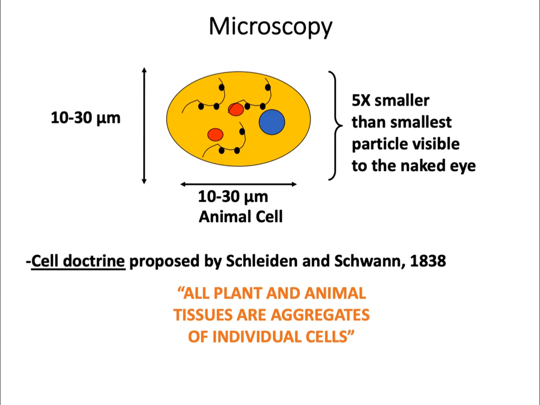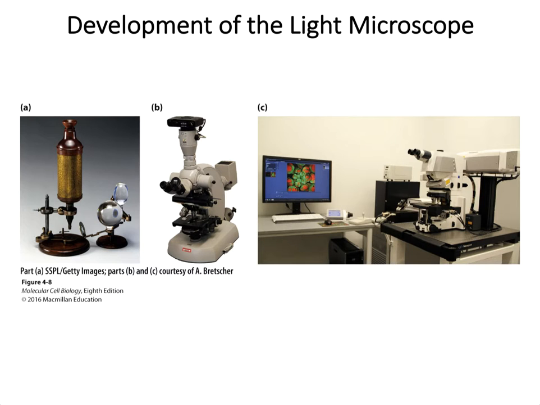The first good microscope was developed in the 19th century. At that time, it was first discovered that plant and animal tissues are actually aggregates of individual cells. This idea or discovery is known as the cell doctrine and marks the birth of cell biology. Early microscopes like this one, used by Robert Hooke in the 1660s, used lenses and a mirror to illuminate the specimen and first revealed the existence of cells, which revolutionized science.